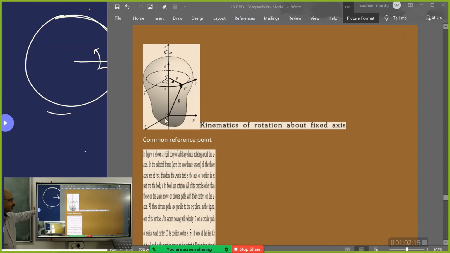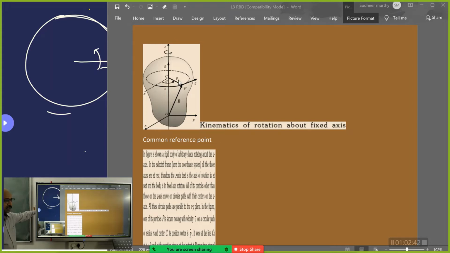I think all of you can see this body, and you can see that the Z direction is carrying the axis of rotation, and this whole body is rotating. Okay. And we have taken one particle which is moving along this circle. I suppose all of you can see this, right? So the center of this circle is C, and from C the radius of the circle is small r.